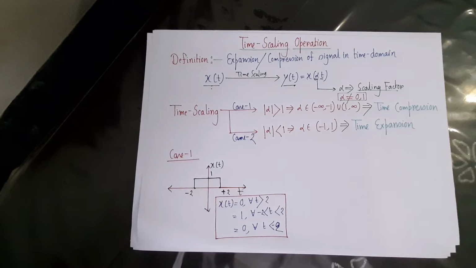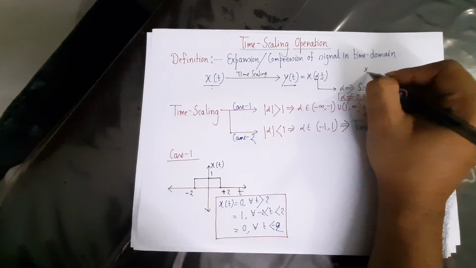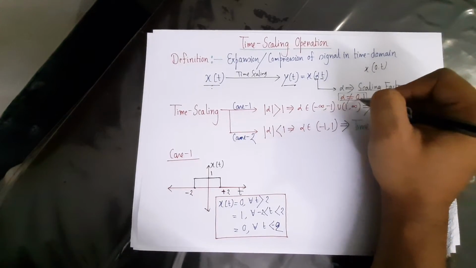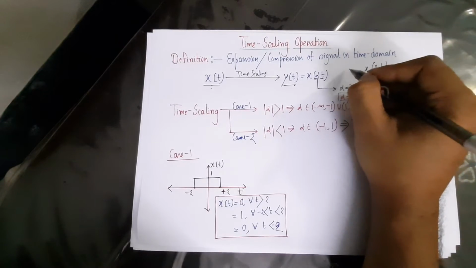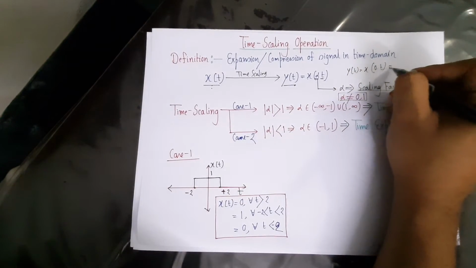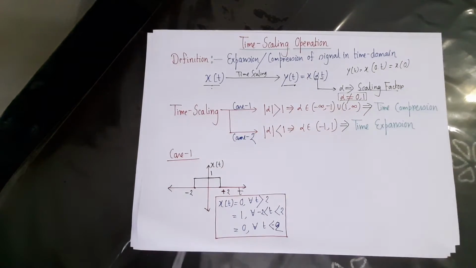Now let us try to understand why alpha cannot be 0 or 1. If alpha is equal to 0, if I put 0 in place of alpha, we will have x of 0 into t. So y of t becomes x of 0 into t, which is nothing but x of 0. X of 0 is not a signal, rather it's a constant value. Hence alpha cannot be 0.